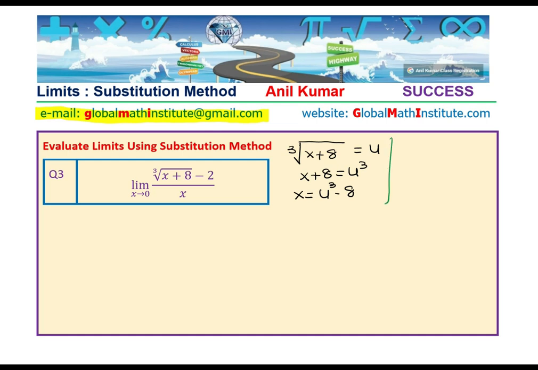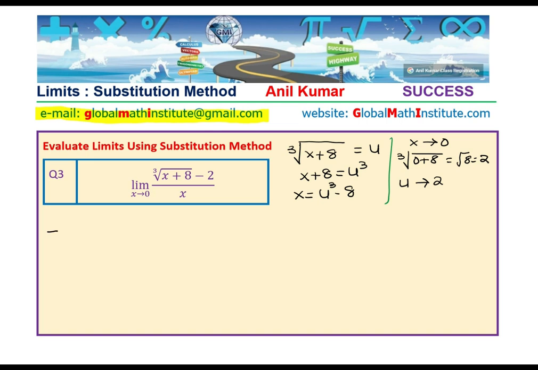Second is, when x approaches 0, what happens? Well, x approaching 0 means the cube root of 0 plus 8, right? X is approaching 0. That is the cube root of 8, which is 2. And that means that u is approaching 2, correct?